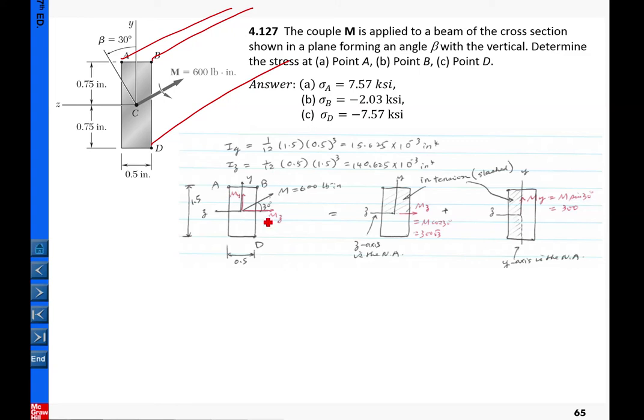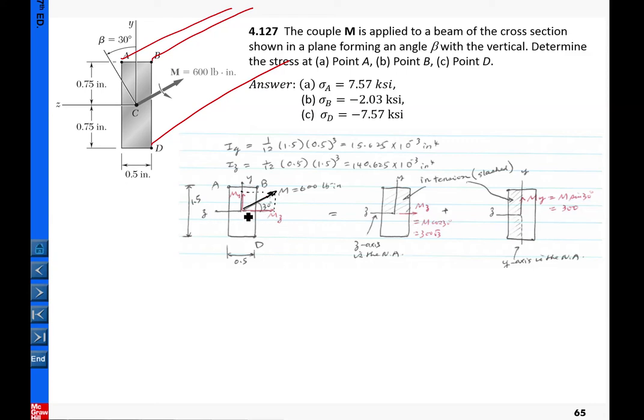On the cross section, this is the applied bending, and here is a double arrow sign. Sometimes I ignore it, but if you like, you can draw the double arrow. So this is a double arrow. M is 600 here. You simply decompose it into the vertical Y direction and the horizontal Z direction.